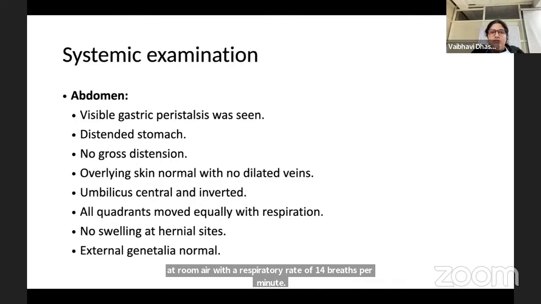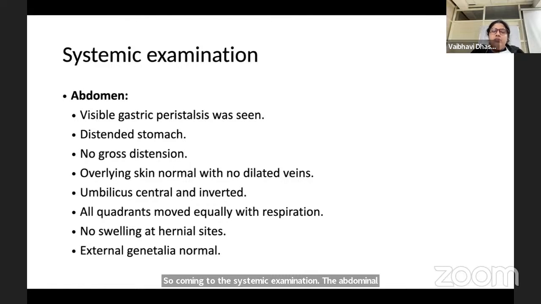Coming to the systemic examination, the abdominal examination. On inspection, there was visible gastric peristalsis, and the stomach appeared distended, but there was no gross distension of the abdomen. Instead, the stomach appeared distended as a separate mass. The overlying skin was normal with no dilated veins. The umbilicus was central and inverted, and all quadrants moved equally with respiration. There was no visible swelling at any hernial site, and the external genitalia were normal.